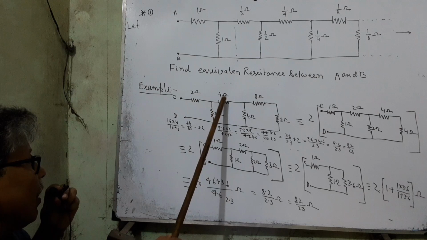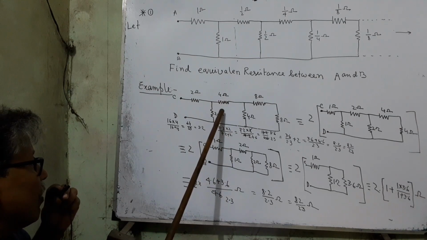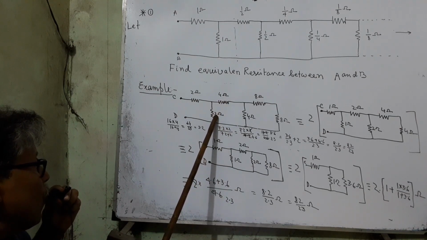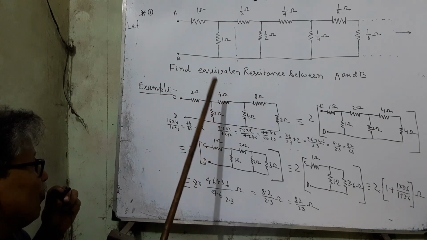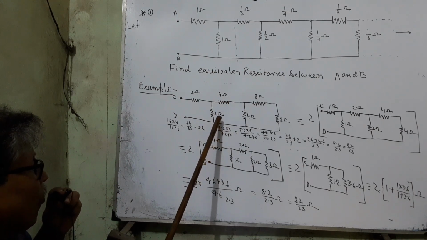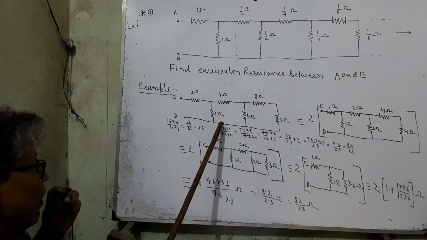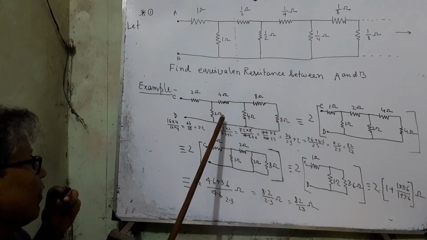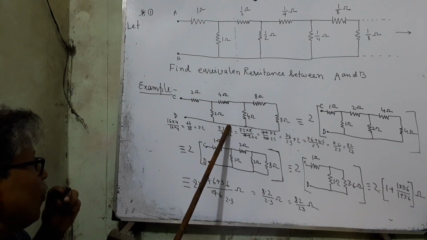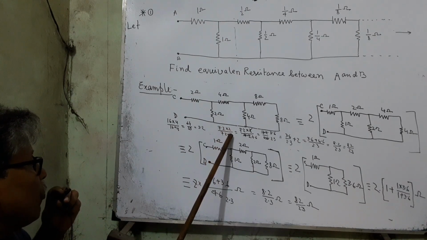Now up to this we get a parallel resistance, 7.2 with 2. So what is the equivalent resistance between two parallel resistors? One is 2 ohm and the other is 7.2 ohm, which we get from here. This is 7.2 into 2 by 7.2 plus 2. What is the value of this?